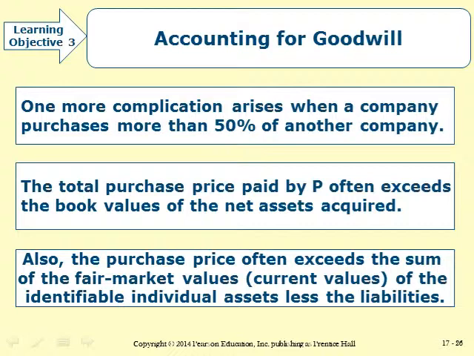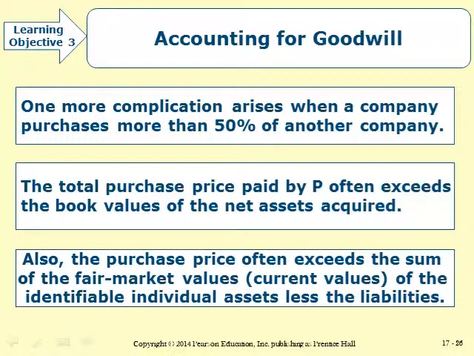In actual acquisitions, the total purchase price paid by P often exceeds the book values of the net assets acquired. In addition, the purchase price also often exceeds the sum of the fair market values or current values of identifiable individual assets less the liabilities. For example, when Philip Morris paid $13 billion for Kraft several years ago, it assigned only $2 billion to identifiable individual assets. It assigned the remainder to goodwill.